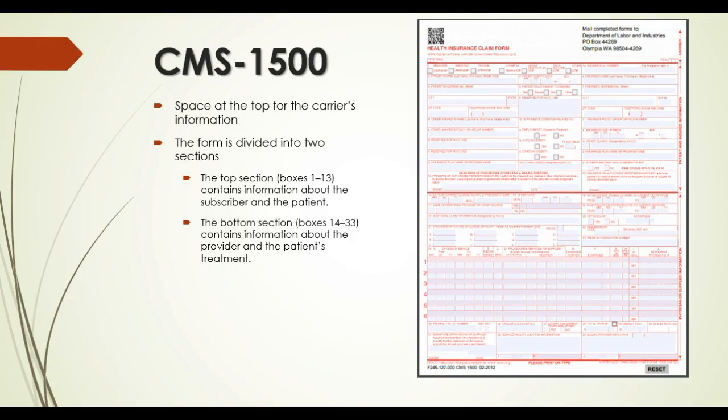Let's walk through the different sections and individual boxes on the CMS 1500 medical claim form, not including the space at the top of the carrier's information. The form is divided into two sections. The top section includes boxes 1 through 13 and contains information about the subscriber and the patient, and the bottom section includes boxes 14 through 33 and contains information about the provider and the patient's treatment.